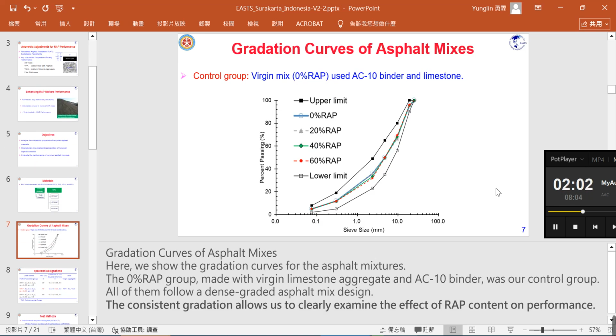Gradation curves of asphalt mixes. Here, we show the gradation curves for the asphalt mixtures. The 0% RAP group, made with virgin limestone aggregate and AC10 binder, was our control group. All of them follow a dense graded asphalt mix design. The consistent gradation allows us to clearly examine the effect of RAP content on performance.